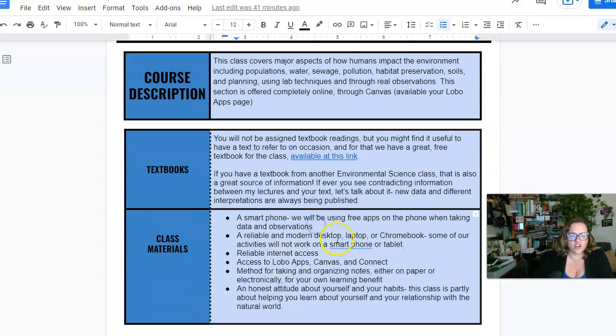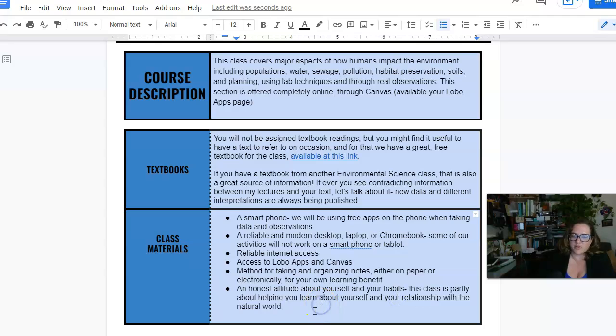Which means that you're going to need a computer. There are some apps that you're going to have to get that you'll need a smartphone for. If either of these things are a problem, you should be able to borrow them from Monterey Peninsula College. You should be able to go to the library and check things out. You do need to make sure you have some reliable internet access because again, everything's online. If you don't already have access to Lobo apps and Canvas, oh, you don't need Connect in this class, that's for anatomy, then that is an issue. Please talk to IT. If you have gone through orientation at MPC, you have access to these things.